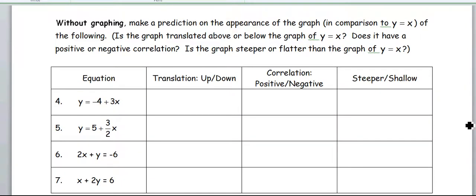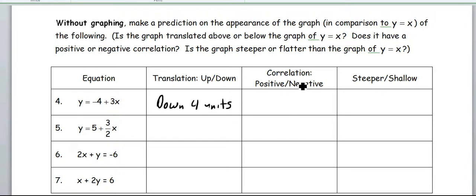So what I'm going to have you do is look at each of these and let's talk about how different parts of the equation change things. So on number 4, and we're talking about how it changes in relation to y equals x, or the parent function. So in this, I see my constant is -4. So what does that mean? That means that it is going to translate or shift down 4 units.